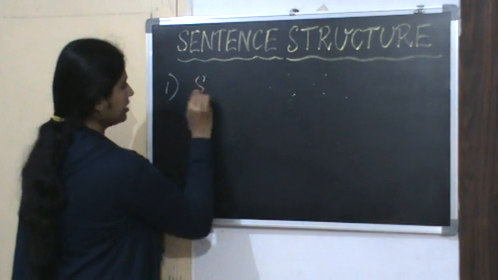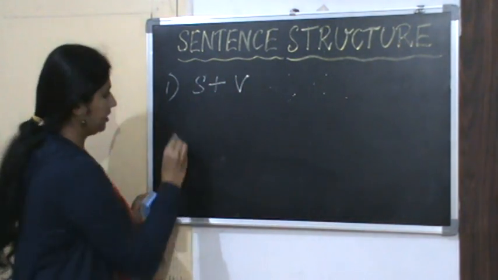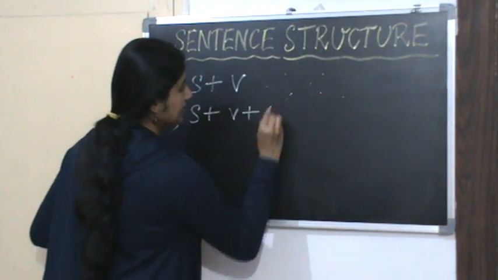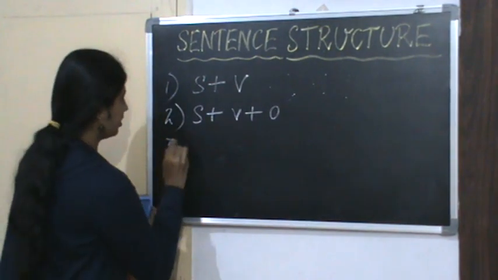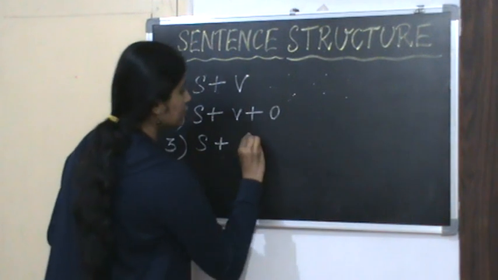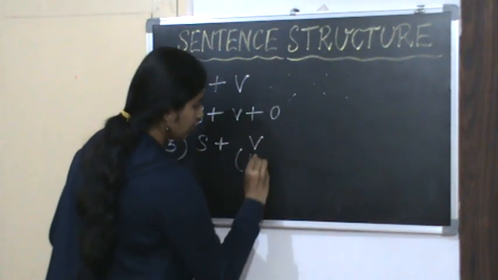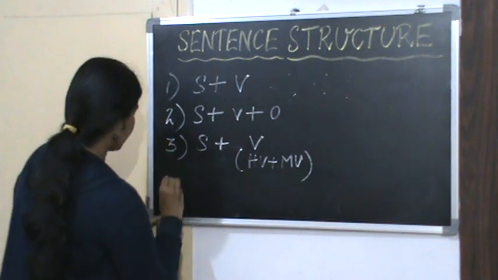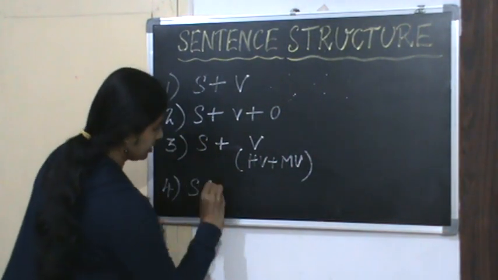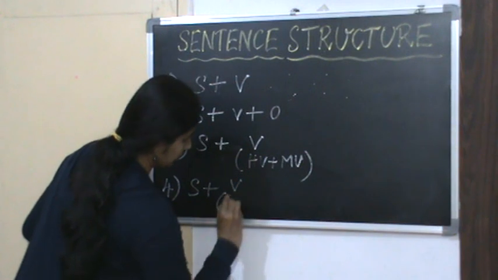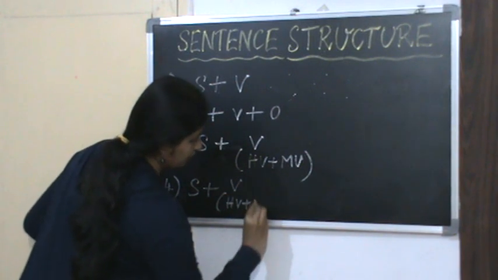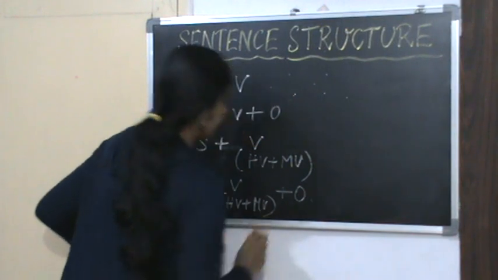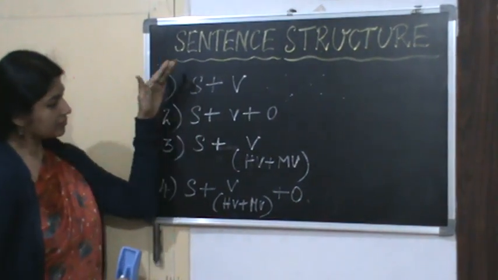ಜ್ಞಾಪಕ ಇಟ್ಕೊಳ್ಳಿ. Subject plus verb, subject plus verb plus object, subject plus verb, this includes helping verb plus main verb, and your last pattern is subject plus verb with its helping verb and main verb plus object. ಆಯ್ತಾ?